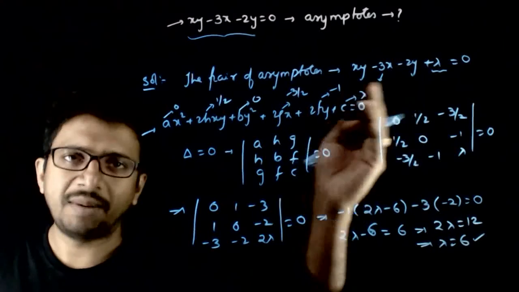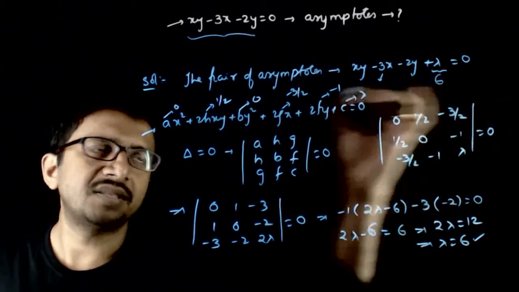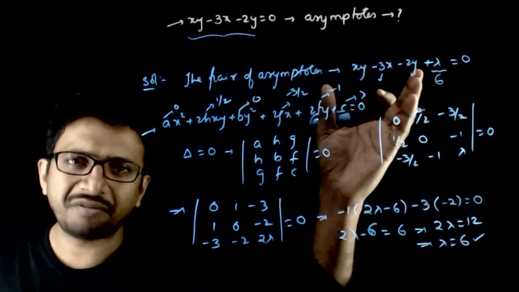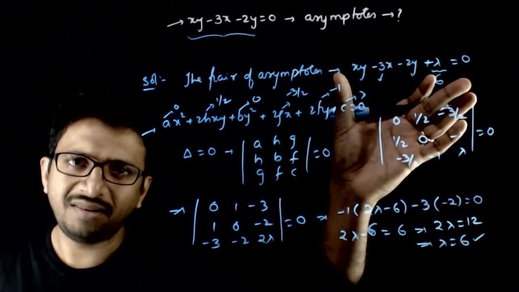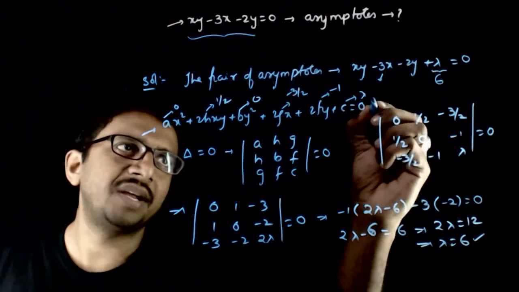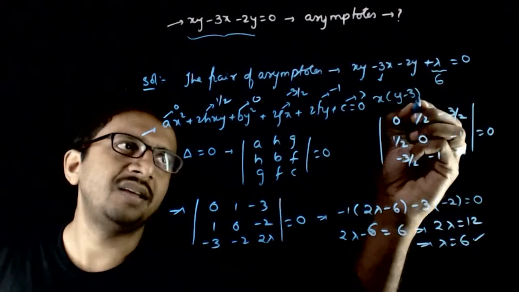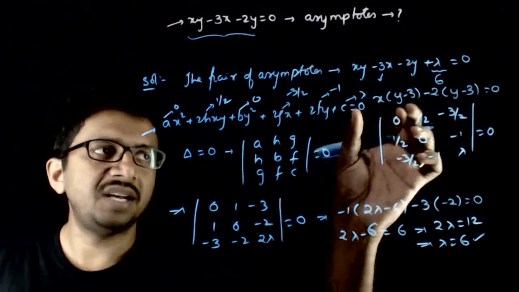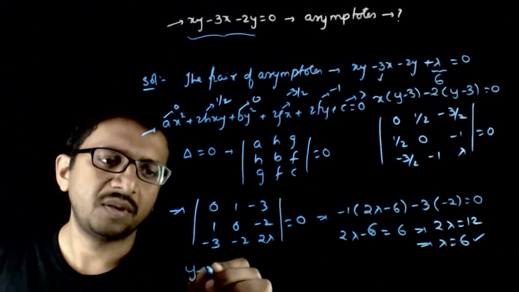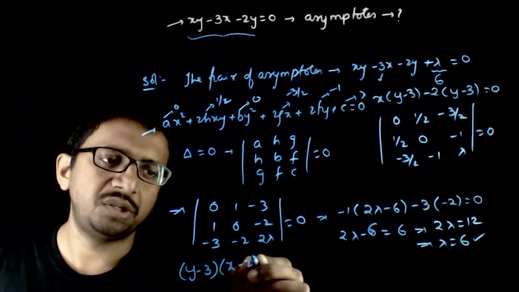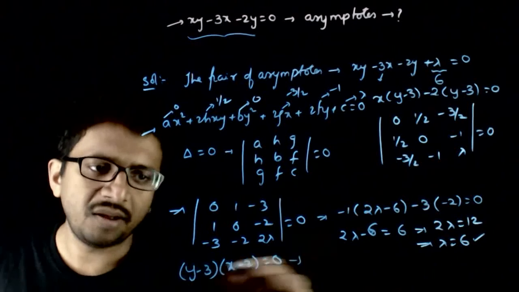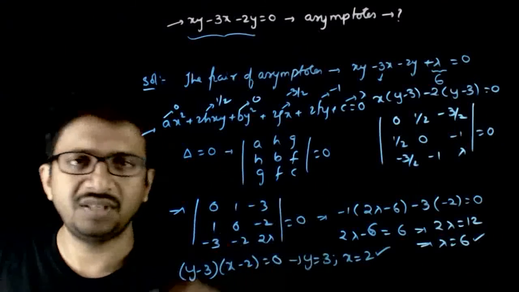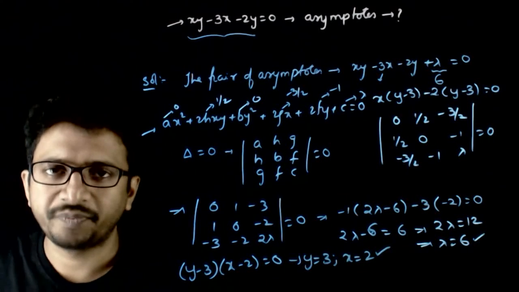So you just need to substitute lambda here. Lambda is equal to 6 and this becomes a pair of lines. Once this is the pair of asymptotes, you can just factorize it to get the actual asymptotes. If you factorize this, you get x times y minus 3 minus 2 times y minus 3 is equal to 0. So y minus 3 times x minus 2 is equal to 0. So one of the lines is y is equal to 3, the other line is x is equal to 2. These are the pair of asymptotes. Thank you.